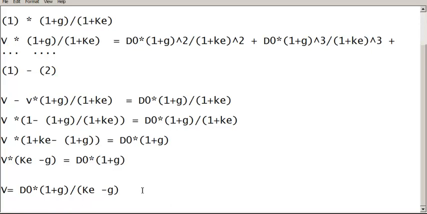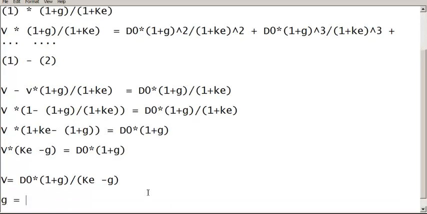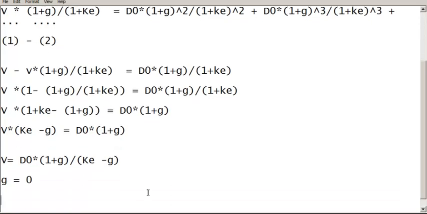Note that when the growth is equal to 0, this becomes V is equal to D0 by Ke, which is the value of a preferred stock, because in the preferred stock the dividend does not grow. But if there is a growth, this will be the value. And if the growth is higher, you will find that Ke minus g will be lower and the value will be higher. So typically, if a company is growing very fast, the value is very high.